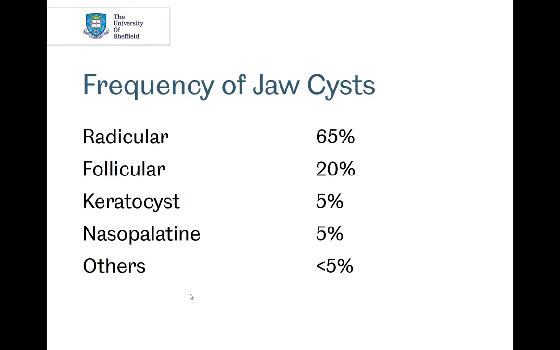So when we think of how common they are, the radicular cyst dominates things. It's by far the most common of the cysts in its various forms, and the follicular cyst a good bit behind. But between them, essentially the radicular cyst and the dentigerous cyst comprise the vast majority of cysts of the jaws, and the others are relatively rare.